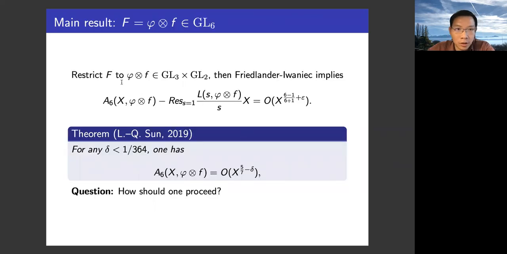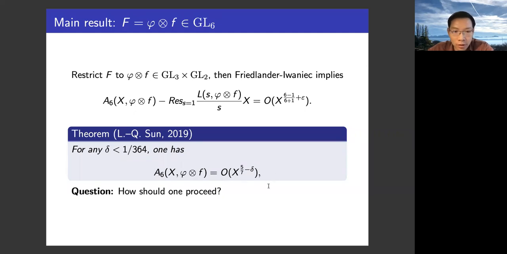Then we restrict ourselves to GL3 × GL2 automorphic forms. The aforementioned result of Friedlander and Iwaniec states that we have this error term x to the 5/7. And in this case, the Rankin-Selberg L-function does not have a pole at x equals 1, so this main term does not exist. So we only have this error term, and our result states that we can get an exponent slightly better than the 5/7.